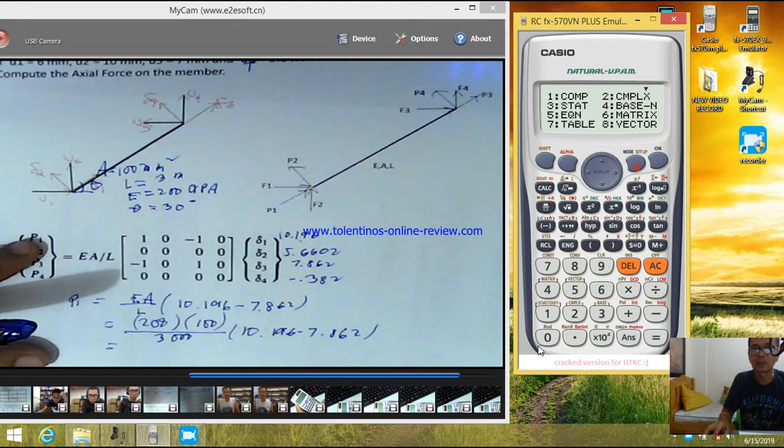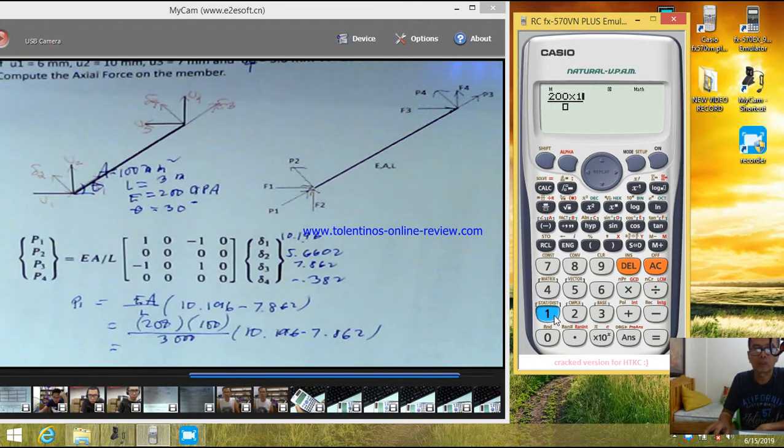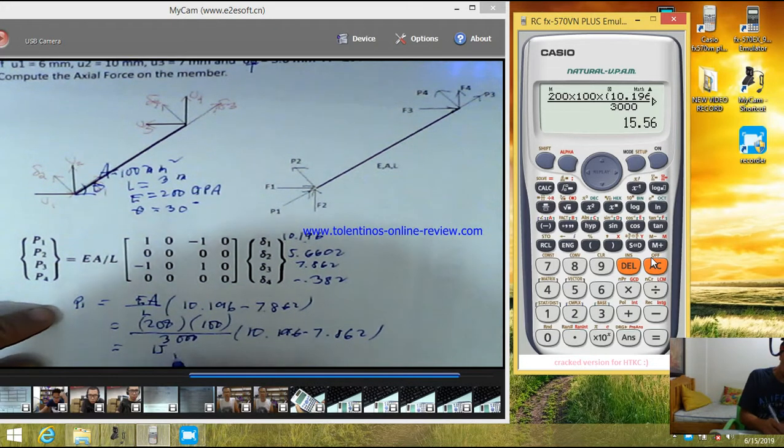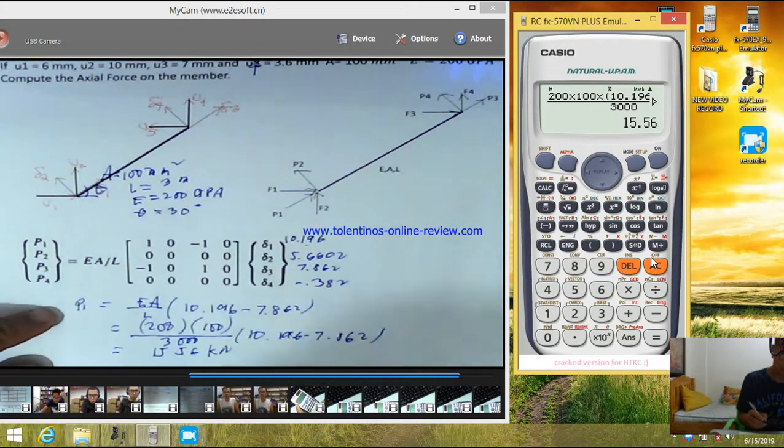That is 200 times 100, times 10.196 minus 7.862, divided by 3000. So you get 15.56. This is in kilonewton. Okay, that is because this is kilonewton per millimeter square.